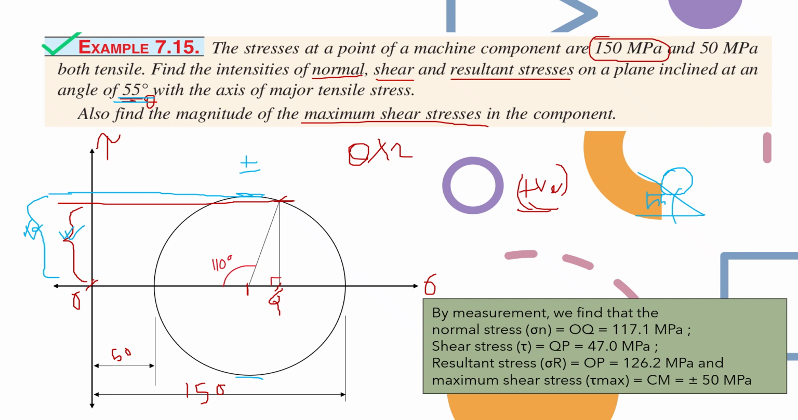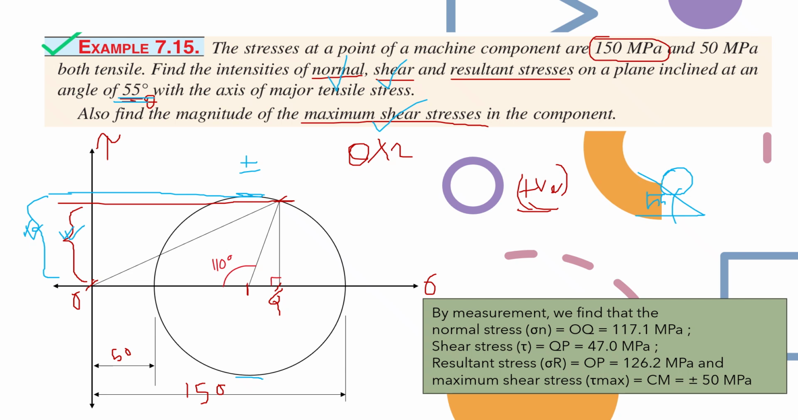So moving forward, we can now determine the normal stress as OQ. This is the normal stress, and we have got the shear stress. We have also determined the maximum shear stresses. Now we have to determine the resultant stresses. To determine them, we have to draw another line from the O point to this point.